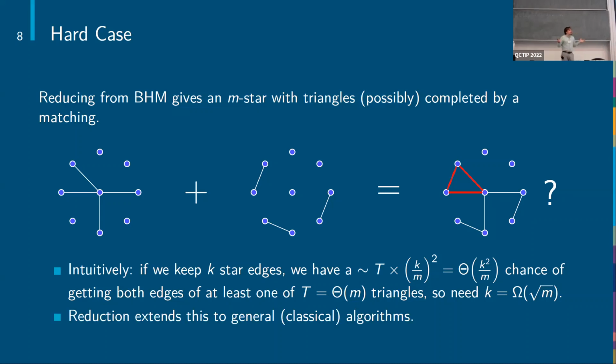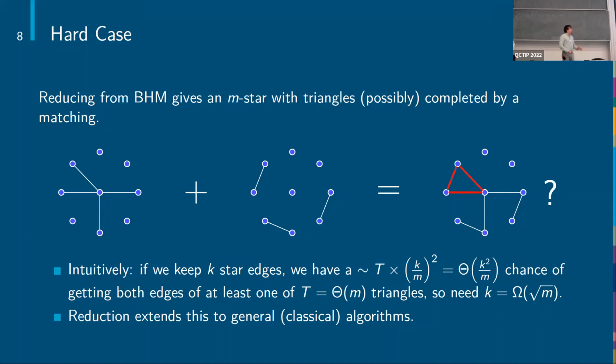It turns out this is actually pretty much tight. What the reduction from Boolean hidden matching tells you is that, up to a log factor, you really can't do any better even if you can store arbitrary classical state. So that's the instance that we're going to be trying to do well on, and in particular we want to do better than this √m classical lower bound.